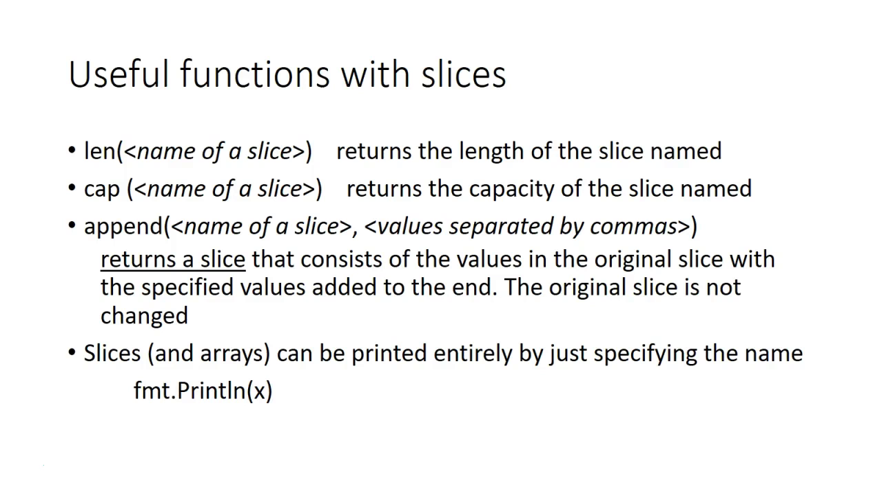So, append is a function that takes at least two arguments, the name of the slice, and at least one thing to be put into that slice, and it returns a slice consisting of all the values in the original slice with the other specified values tacked onto the end. But the original slice is not changed. This is the tricky thing. I have burned myself on this so many times by assuming that when I say append x 5, 6, 7, that x changes. X does not. What happens is you get a slice that's returned which consists of everything that was in x with a 5, 6, and 7 stuck on the end.